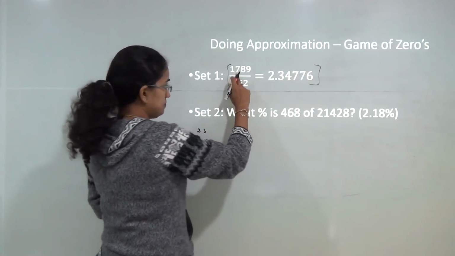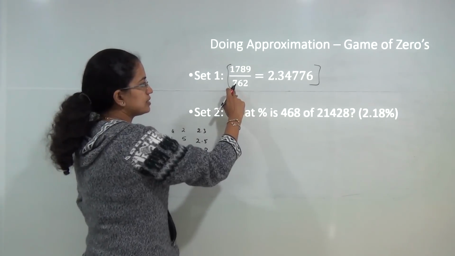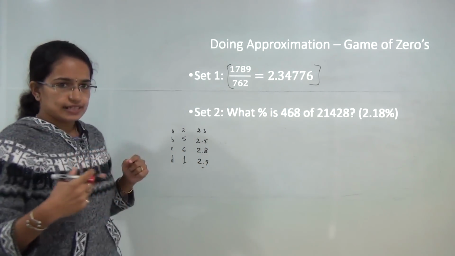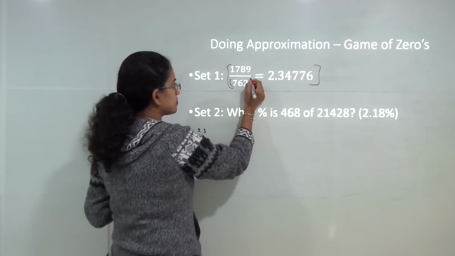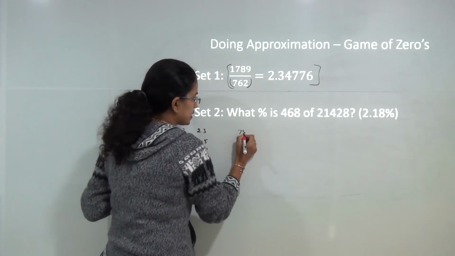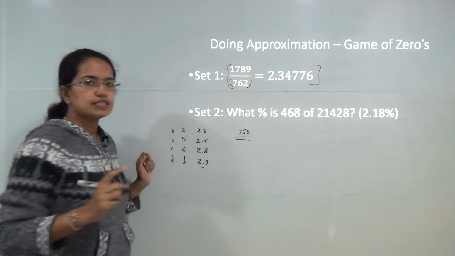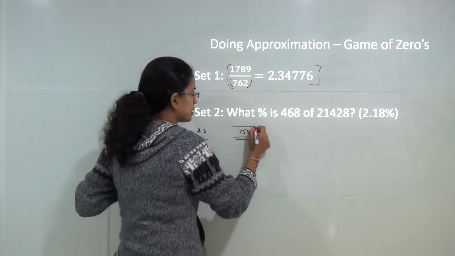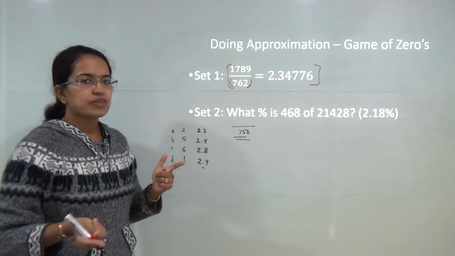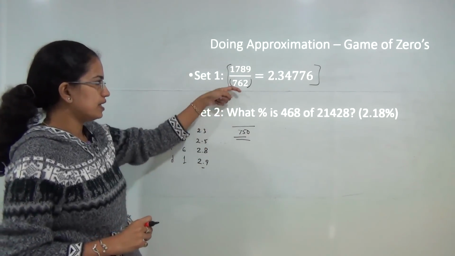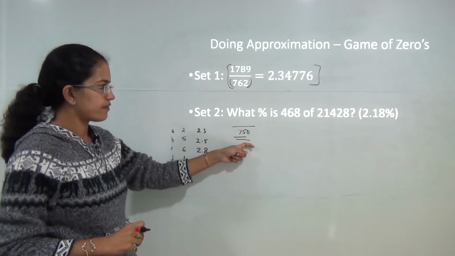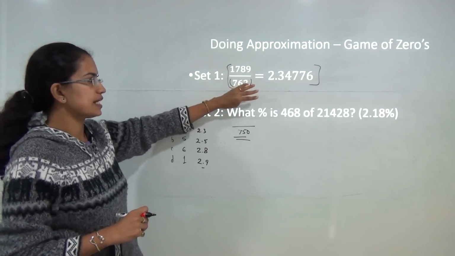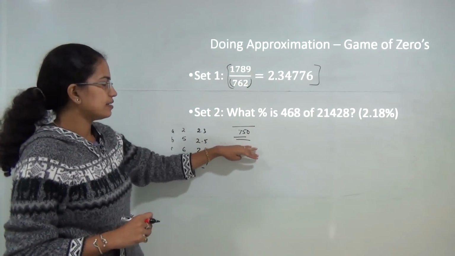You have 1789 divided by 762, and the exact answer we know is this. Now when we apply the technique for approximation, let's say I approximate this value to 750. The main idea is to approximate the values close to 0. Once you have 0 in the denominator and the numerator, it would be easier to solve. So if I reduce 12 here, that makes it 750, and on the top side, by visualizing this, I can say it's more than double. So I'll do more than double.